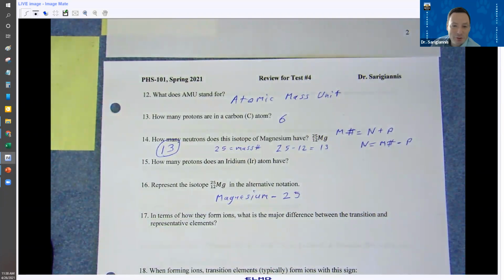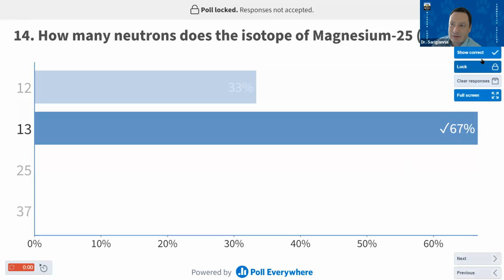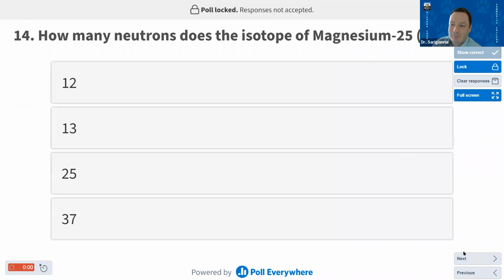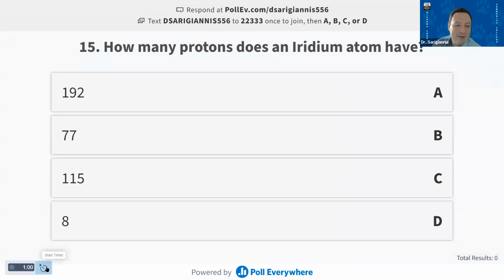And then let's go to iridium. Let's go to that question there. You can answer it online. I forgot to make a note of which questions I do not have online. How many protons does an iridium atom have? So look at your periodic table and find iridium. I'll give you a clue. It's a transition element. And let me know how many protons you believe it has.